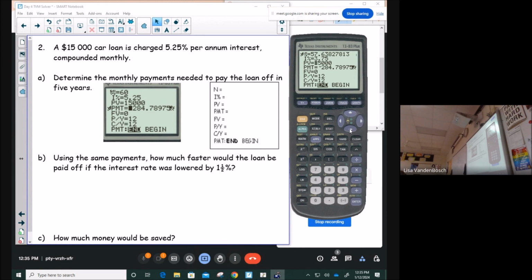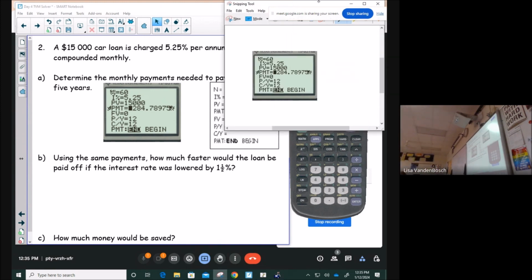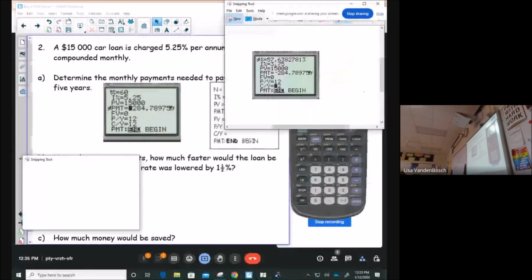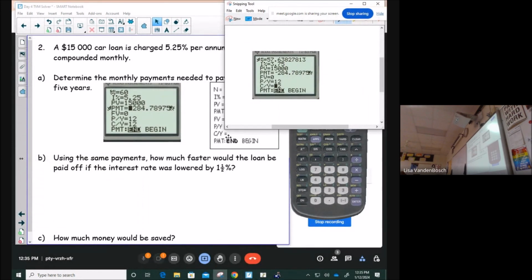So what did you get? Did you get 57.6? So how much faster by having 1.5% lower? How much faster, guys? What does that mean? I'm sorry. So I did alpha enter for the N. We're solving for it.